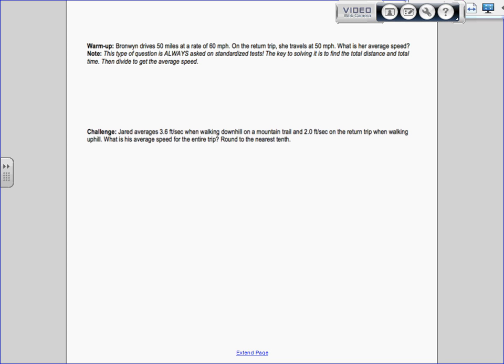So it says, Bronwyn drives 50 miles at a rate of 60 miles per hour. On the return trip, she travels at 50 miles per hour. So she's going the same distance. She's just going 50 miles per hour on the way home, and she went 60 miles per hour on the way there. So it says, what is her average speed?